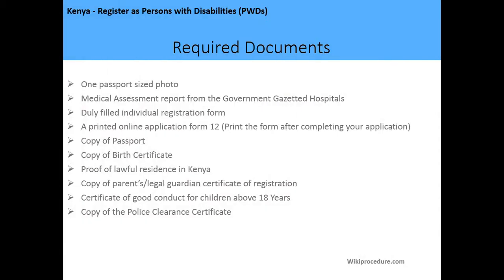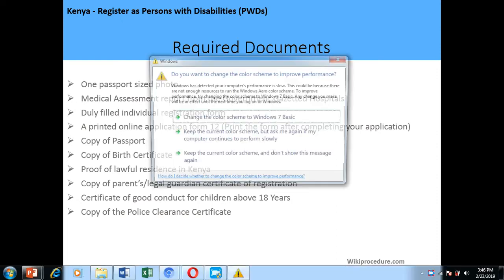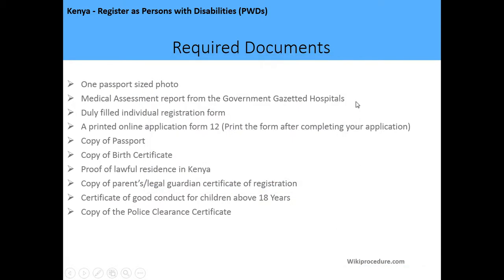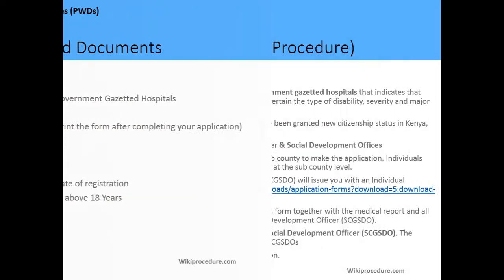So the required documents are: you need one passport size photo, medical assessment report from a government gazetted hospital, a duly filled individual registration form, a printed online application form, Form 12. We are going to see how you can get to that form, a copy of your passport, birth certificate, proof of lawful residence in Kenya, a copy of the parent or guardian certificate. You need a certificate of good conduct for children above 18 years of residents who have just been granted residence in Kenya, and a copy of a police clearance certificate.